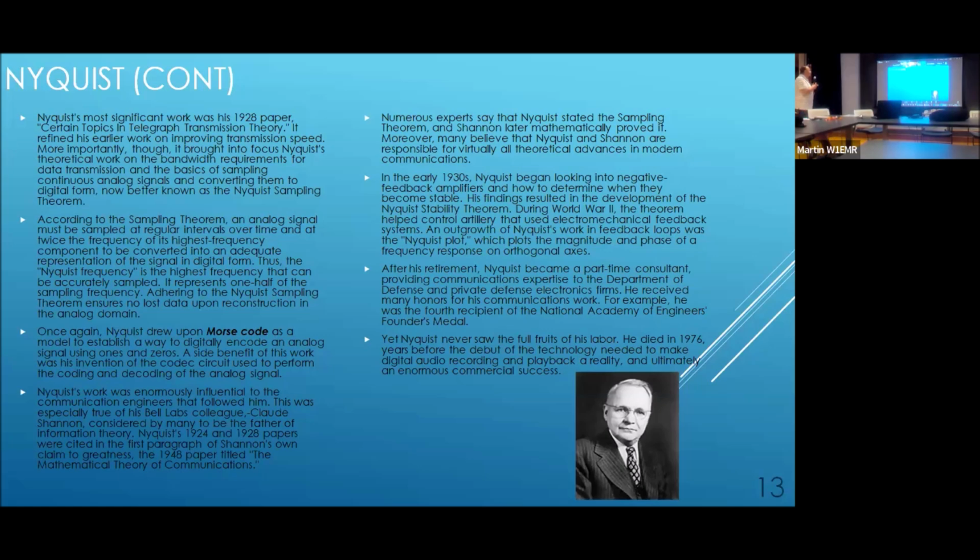His most significant work was a paper on certain topics in telegraph transmission theory, which, if you're trying to look something up, is about as vague as can be. But it talked about how to improve transmission speed, the bandwidth requirements, and how to sample things so that you can convert them to digital and make it go faster. And again, in that paper, he went back to Morse code as his sample point, which is interesting.